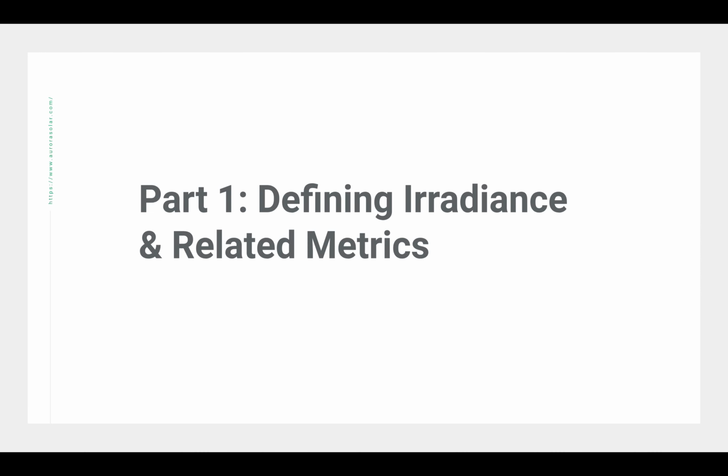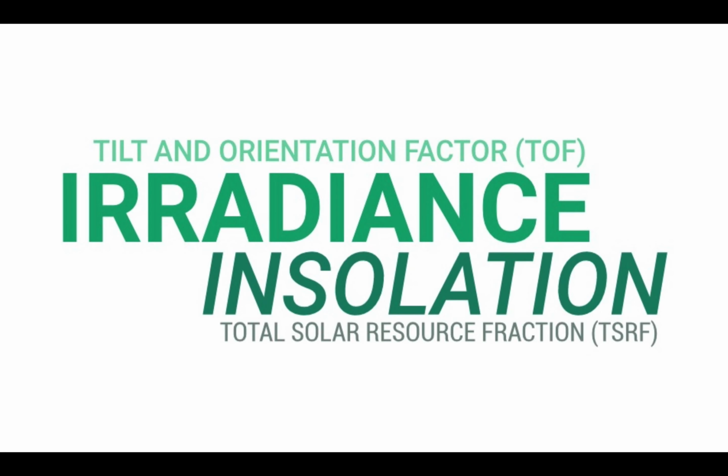Before we get into a deeper discussion of how irradiance is calculated, let's review in part 1 how irradiance is defined, as well as a few related solar terms that are commonly used in the industry. There are several common metrics for communicating how much solar energy is available at a particular location, including irradiance, insolation, tilt and orientation factor, or TOF, total solar resource fraction, or TSRF.